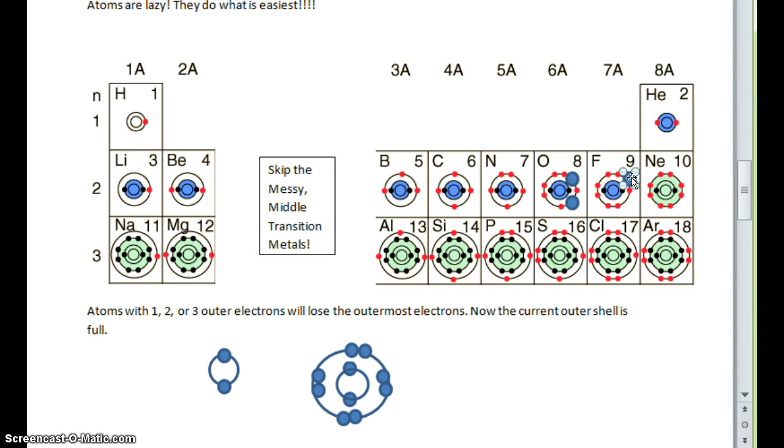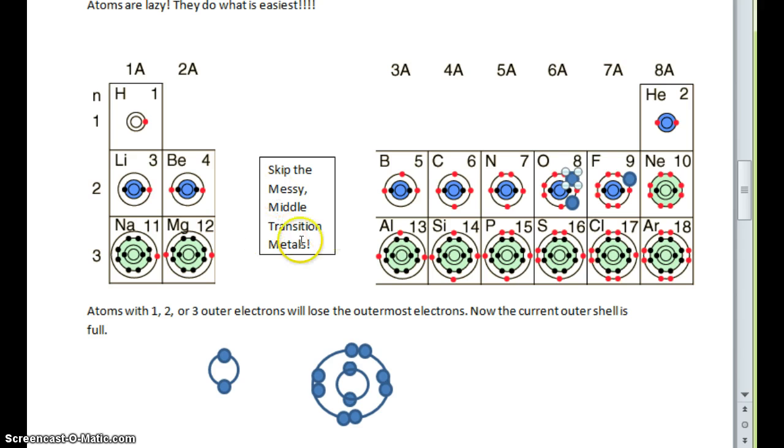Fluorine always gains 1 electron. Oxygen always gains 2 electrons. Nitrogen always gains 3 electrons when they are ionic. Okay, so for now, we're just going to assume it's ionic because we're going to get into how these guys can also share. But for now, the main idea is you know how many electrons it's going to gain or lose. Lithium always loses how many? Just 1. Beryllium always loses how many? 2. Magnesium always loses how many electrons? 2, because that's the electrons in the outer shell.